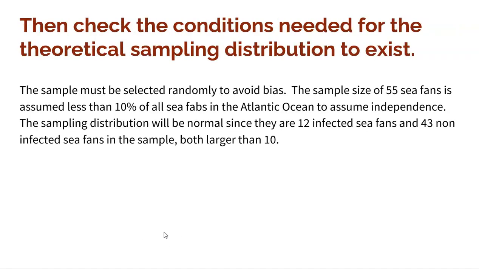Step 2 is checking those conditions. Kind of annoying, I know, but we got to do it here. The sample of 55 is random to avoid bias. 55 sea fans is assumed to be less than 10% of all sea fans in the Atlantic Ocean to assume independence. And the sampling distribution will be normal since my sample did have 12 infected sea fans, and that would mean 43 non-infected. Both of those numbers need to be 10 or larger to use the model that I want to use here.